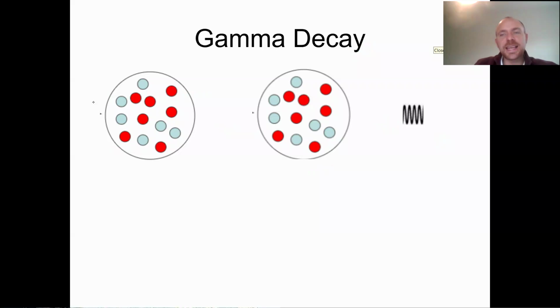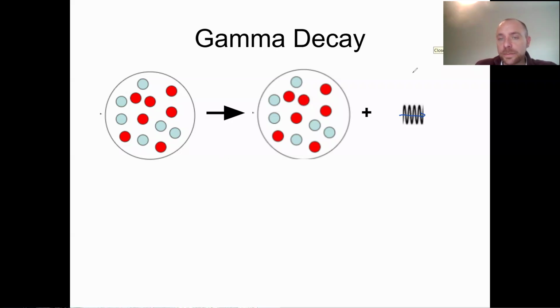Finally, probably the easiest is gamma radiation. With gamma radiation, there is no change in the nucleus at all, but it still comes from the nucleus. It tends to happen when either beta or alpha radiation have occurred as well. And as an extra result of that beta or that alpha decay, there is some extra energy built up within the nucleus. And the nucleus just wants to get rid of that extra energy. It's probably the easiest way to think of it. And as a result, that extra energy is given off as a gamma ray.